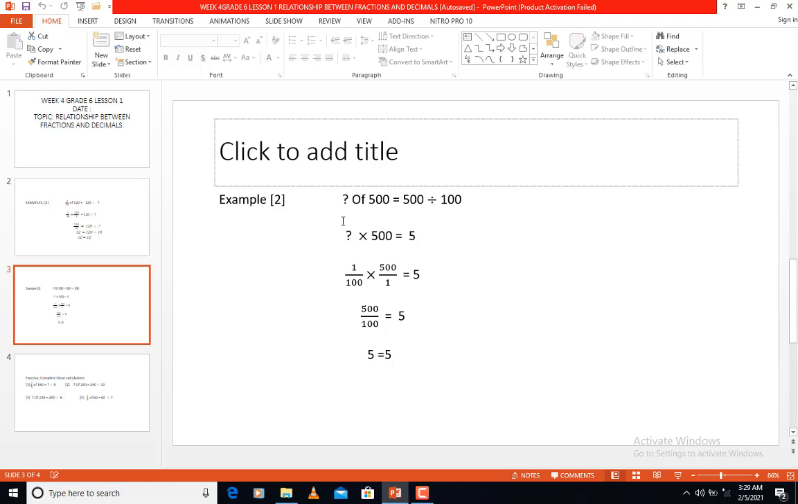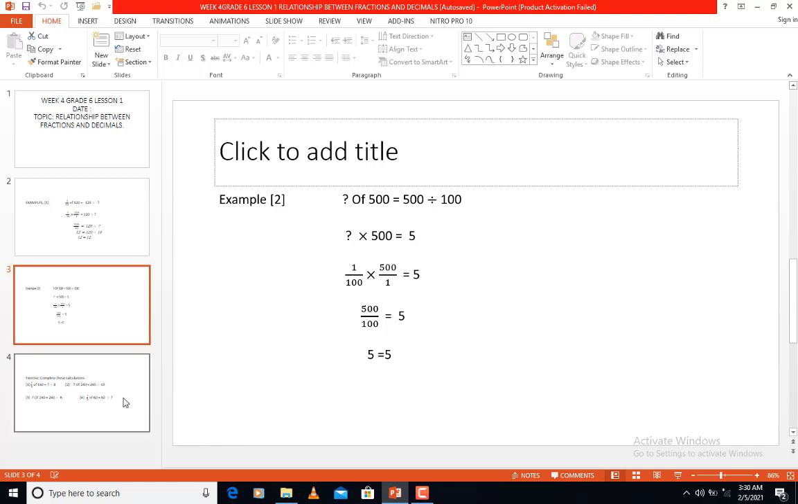So in this topic, you ought to be very careful in deciding which number to place on the question mark. Once you place that number on the question mark, make sure you prove whether it balances. As I have done here, I've balanced it. 5 is equal to 5.